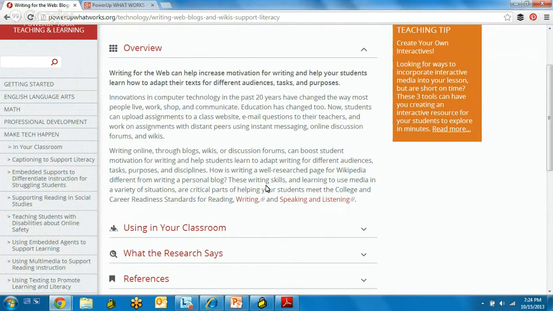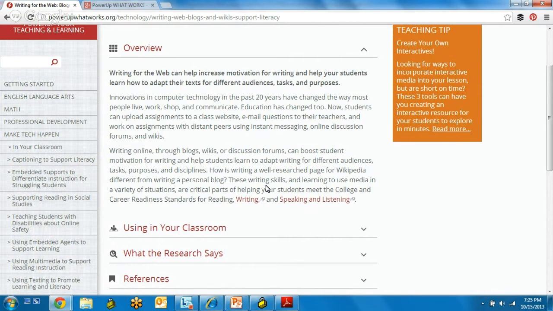So within all of our instructional strategy guides, we always make sure that we are mentioning and showing ways to differentiate instruction. The quick views also show how to differentiate instruction, and some of our blogs really focus on differentiating instruction. I'm also looking up here at the right-hand box in orange that says Teaching Tip, and these interactives are also great ways to differentiate instruction.